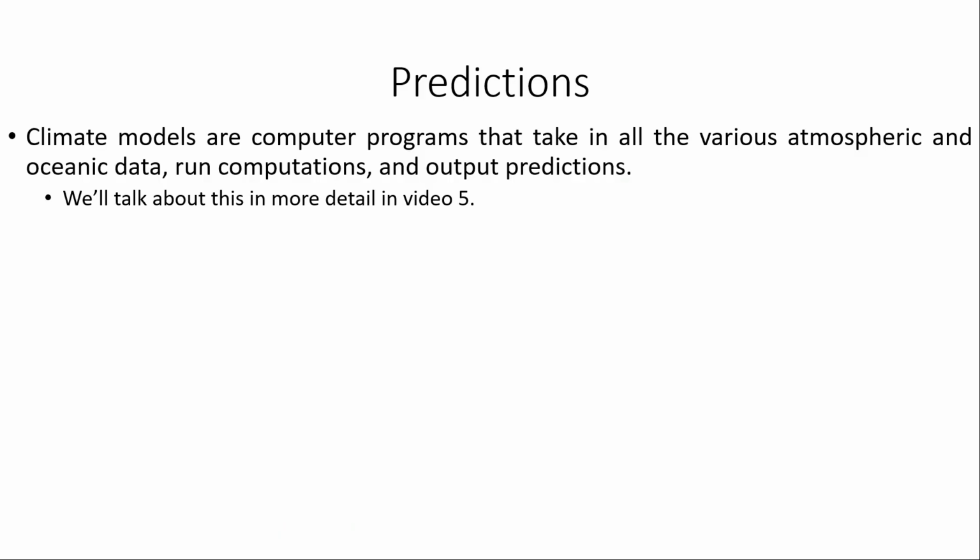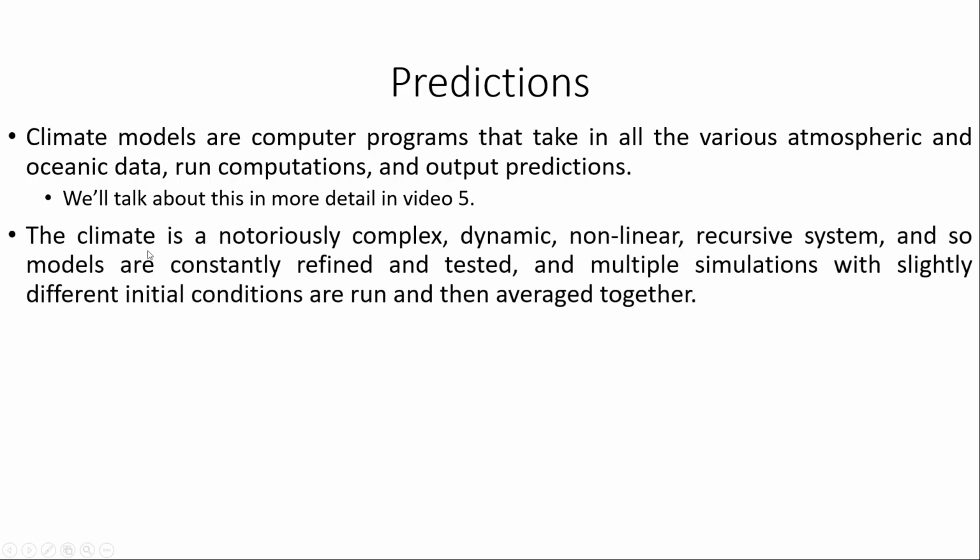And so we want to make some predictions about what's going to go on in the future. We'll talk a lot more about this in video 5, but just for a little preview here, climate models are computer programs that take in all the various atmospheric and oceanic data, run a bunch of computations, and output predictions. And the climate is a notoriously complex, dynamic, non-linear, recursive system, and so models have to be constantly refined and tested, and multiple simulations with slightly different initial conditions are run and then averaged together.